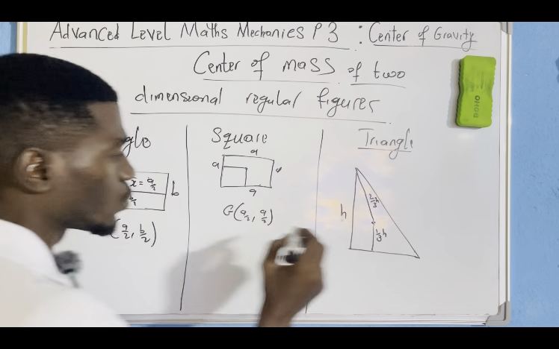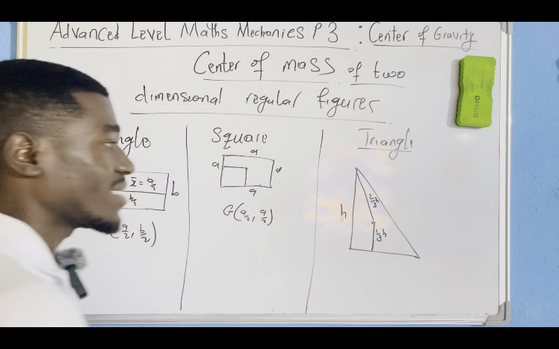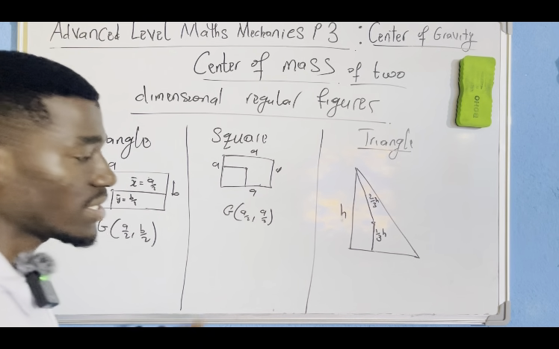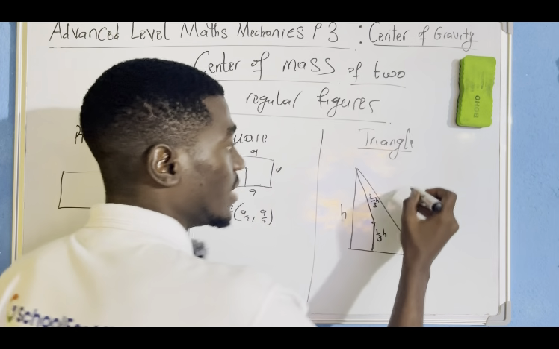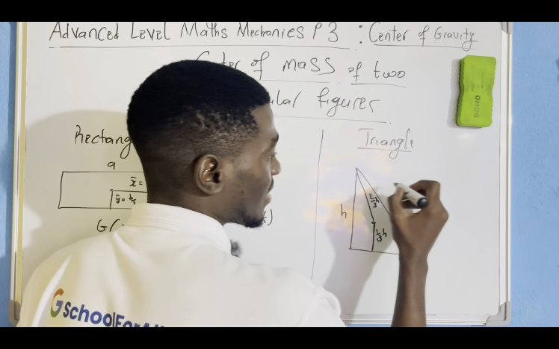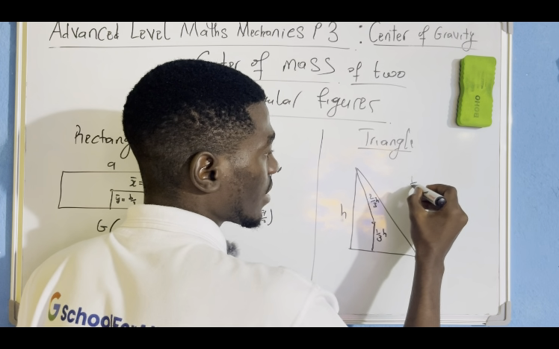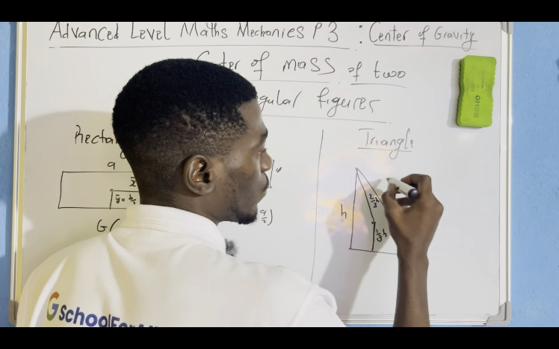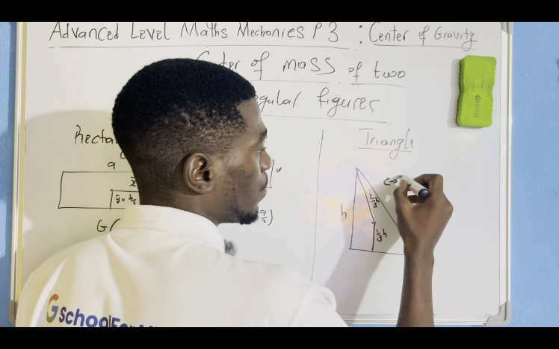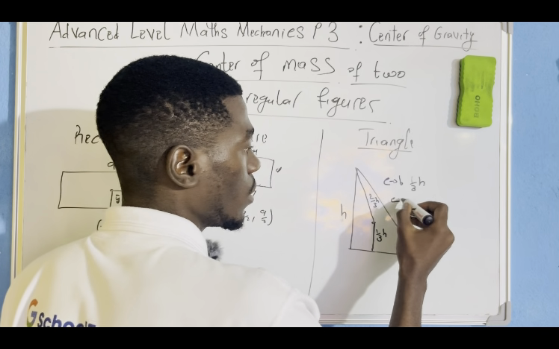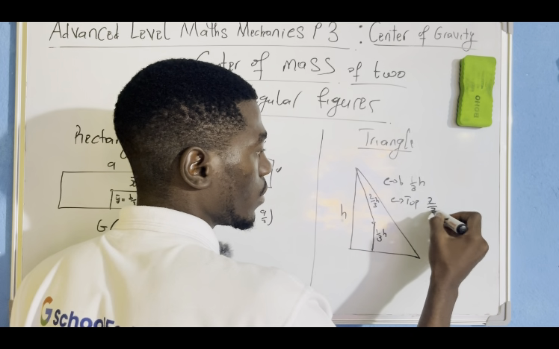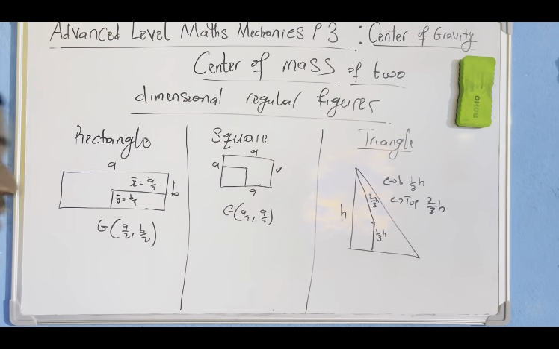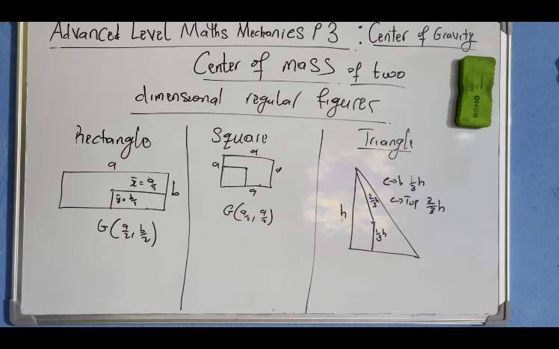So that is what you should master, please. The center depends on your reference. If your reference is from the center to the bottom or to the base, your center of mass will be 1/3 the height. So from center to base it is 1/3, but from center to the top it is 2/3 the height of the triangle. I hope you understand it.